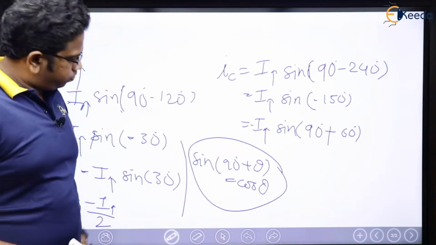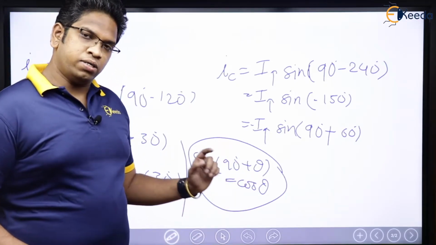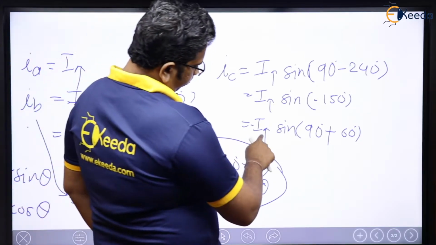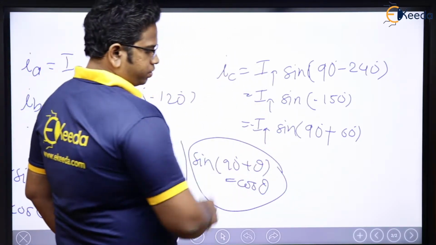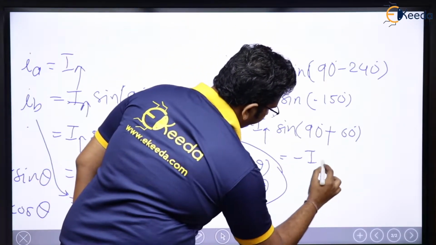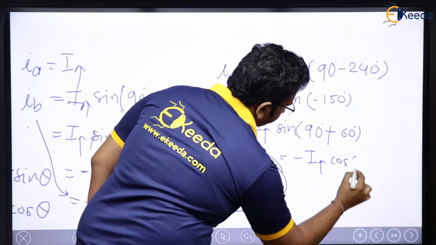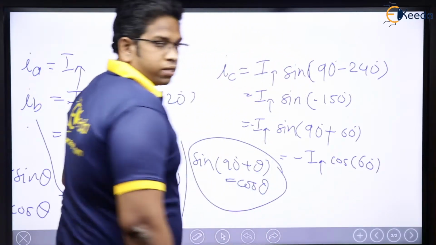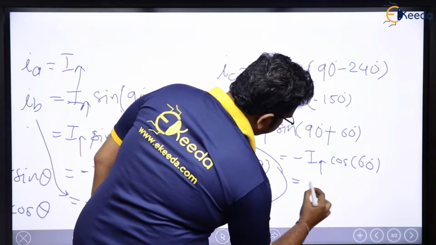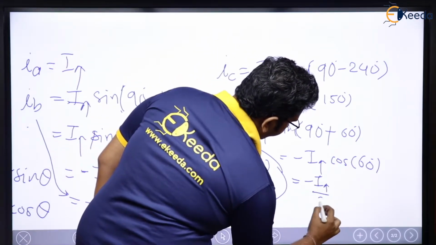This is the relation we know. Sine of 90 degrees plus theta is nothing but cos theta. Right? Now, in this case, what is going to happen? Minus I max into sine of 90 plus 60, which means it is going to be cos of 60. So, this will be minus I max into cos of 60 degrees. And how much is cos 60? Half. So, this is going to be minus I maximum by 2.